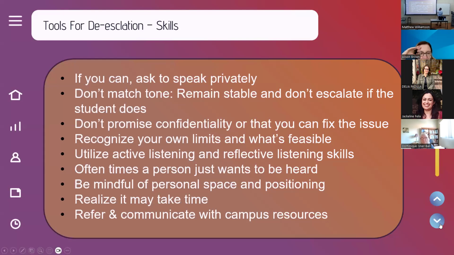Use active listening and reflective listening skills. Anyone have any idea what those are? All right. So active listening. If someone's talking to me, similar to Chief Adams' point, I'm reflecting back what you said. I think I heard you say this. It sounds like you said this. That helps really engage someone and let them know that you care, that you're listening, and that you're actively engaged with them versus kind of just blowing them off.